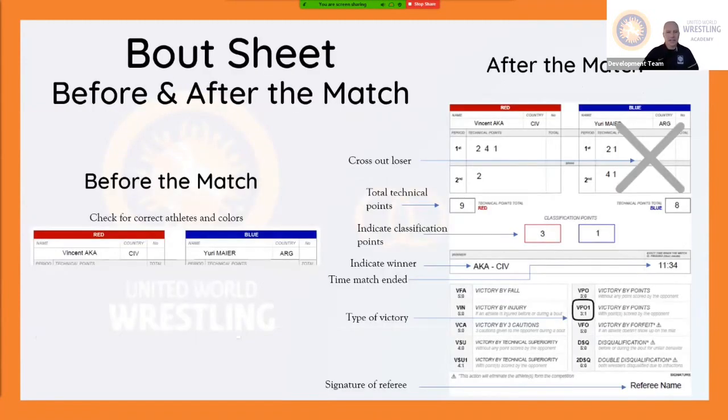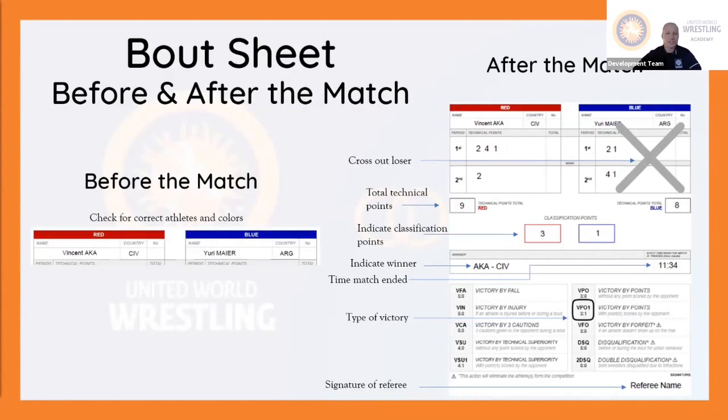The next part I want to take a look at here is, what do you do before and after a match with the bout sheet? Before the match, one of the things I would highly always recommend is making sure you check the names and the countries with the colors and the individuals that come up on the mat. This is less likely to happen at a very large event like a World Championships or a Continental, but certainly at smaller events or even national events, there's a possibility that the wrong wrestler may walk out there. You have 2 wrestlers with the right colors, but they may not be the right wrestlers. So it's important just to quickly check to make sure you have the right individuals available. So here today we have Vincent Aca from Ivory Coast and Yuri Meyer from Argentina.